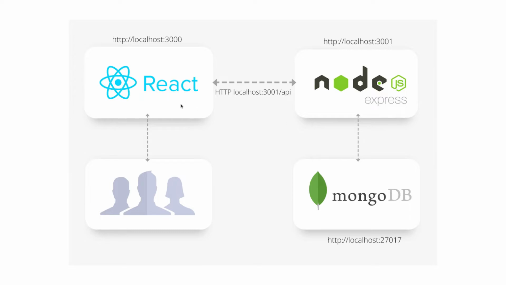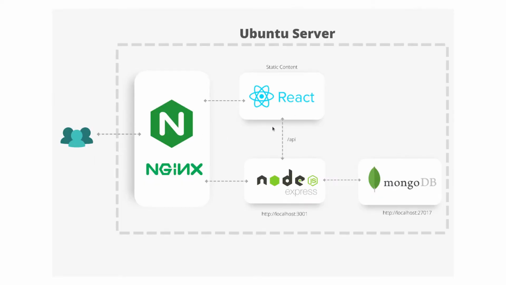So basically this is how my development environment looks like. My React development server is running on localhost port 3000 and Node Express server is running on localhost port 3001, and I have a MongoDB connection as well. Now once we go to deploy our application, it's going to operate a little bit different, as there will be a couple of new additions.